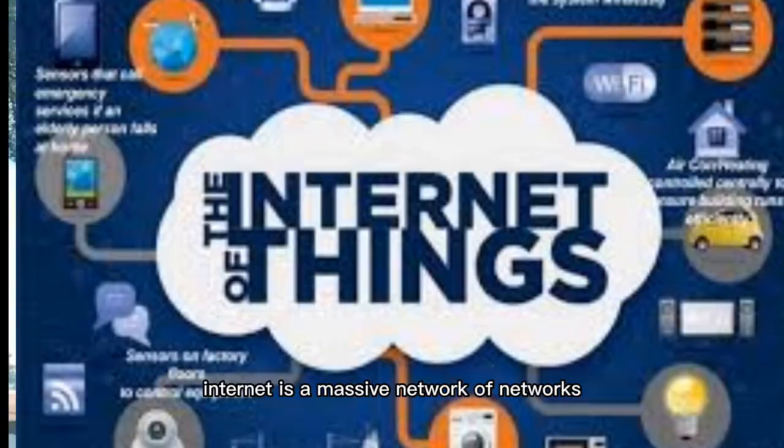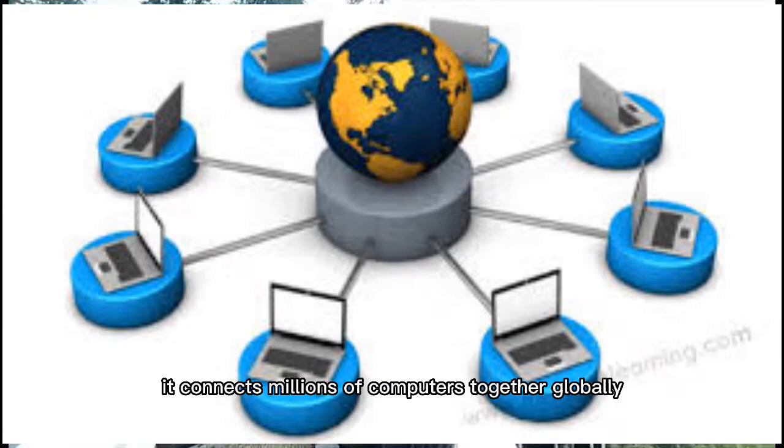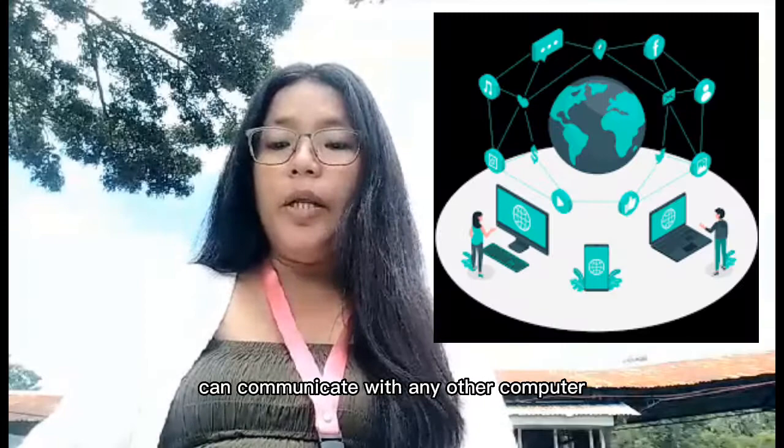Now let's proceed to the internet. What is internet? Internet is a massive network of networks, and networking is infrastructure. It connects millions of computers together globally, forming a network in which any computer can communicate with any other computer as long as they are connected to the internet. It is generally defined as a global network connecting millions of computers.